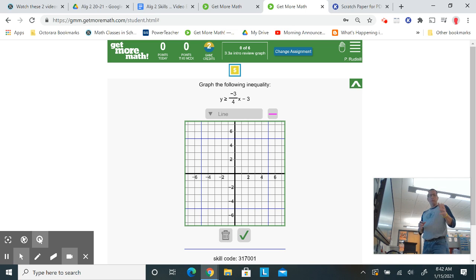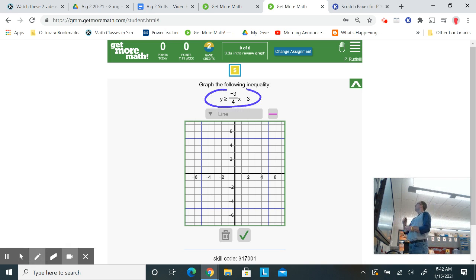All right, so this video is about graphing linear inequalities. Let's take a look at the inequality that we're given, and we need a boundary line. We're looking for all the ordered pairs that make this true, where the y will be greater than or equal to if you took -3/4 times the x and then subtracted 3. We want all the ordered pairs that make that true.